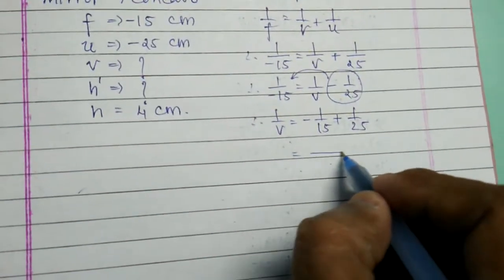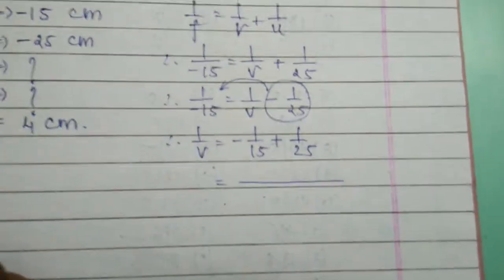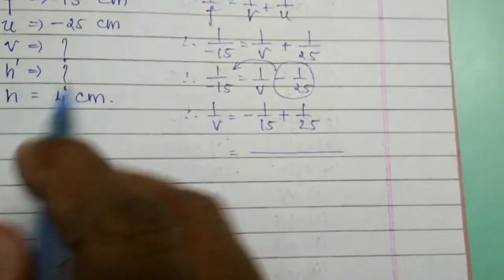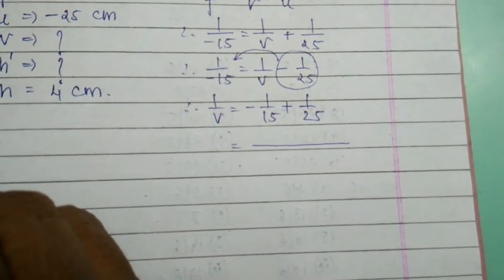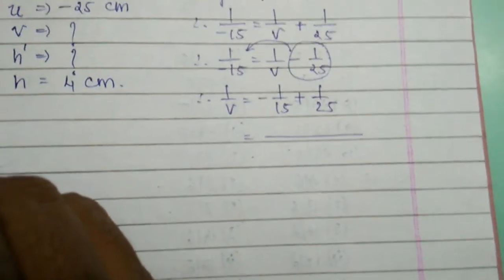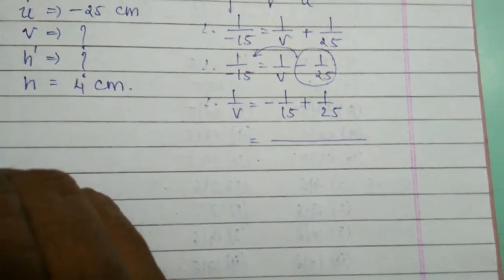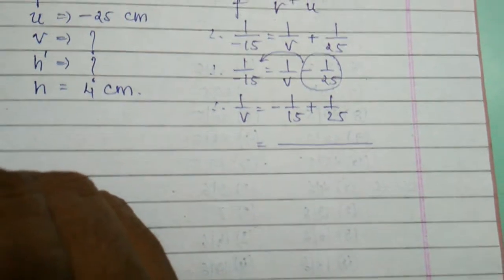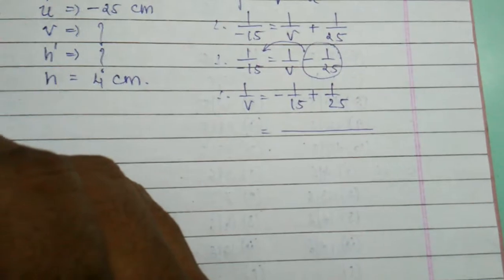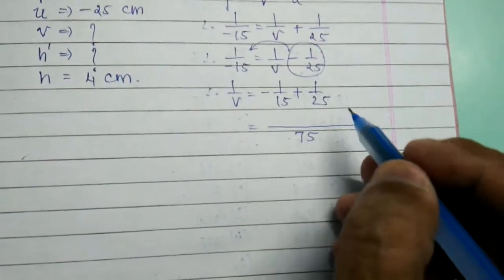Now what is the LCM? The LCM of 15 and 25: take the table of 15 and the table of 25, and when they match each other, that is our answer. So 15 fives are 75, and 25 threes are 75. So 75 is our answer. So LCM is equal to 75.